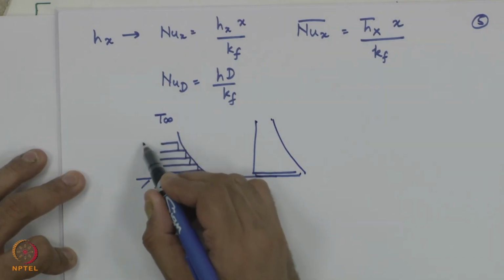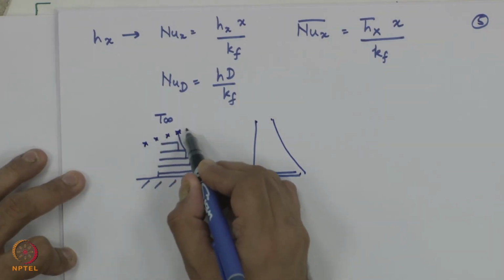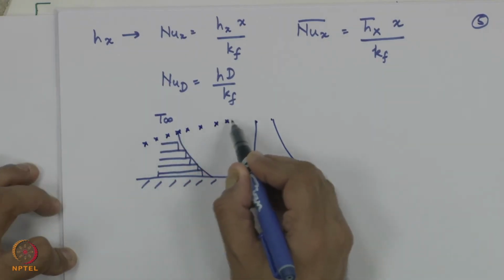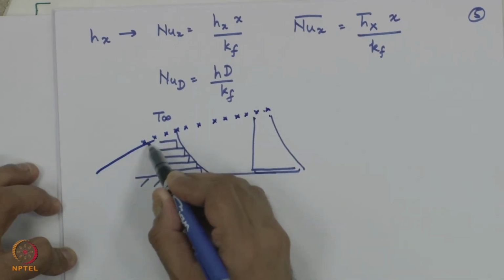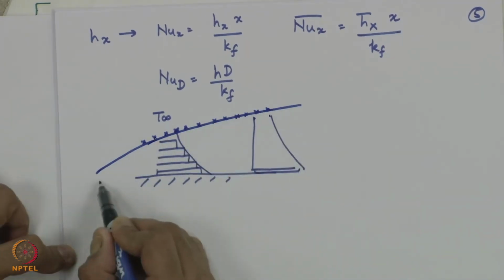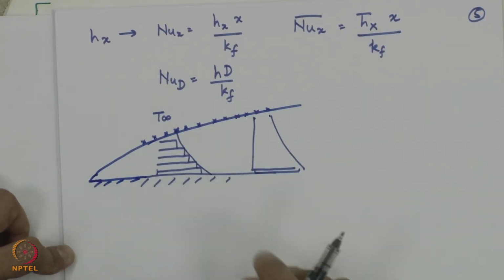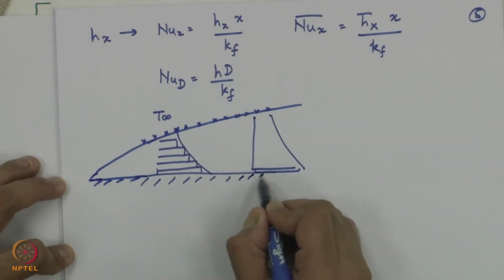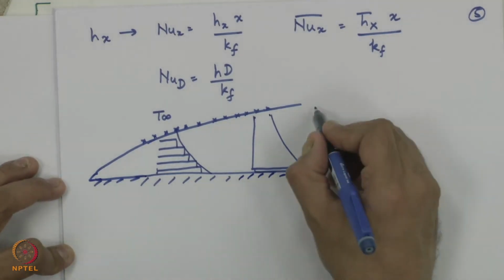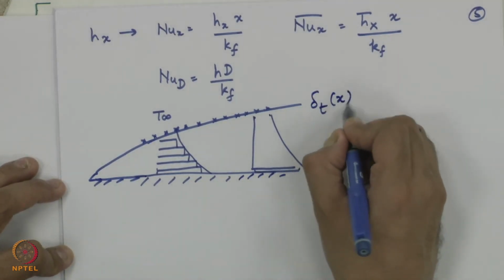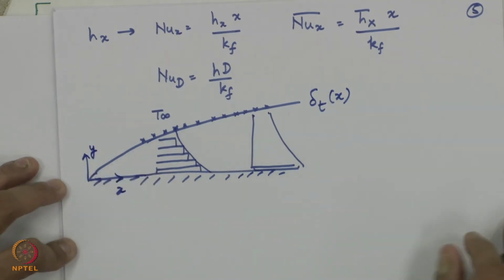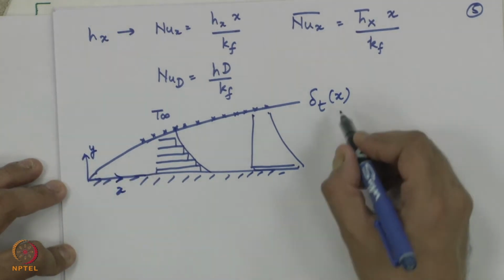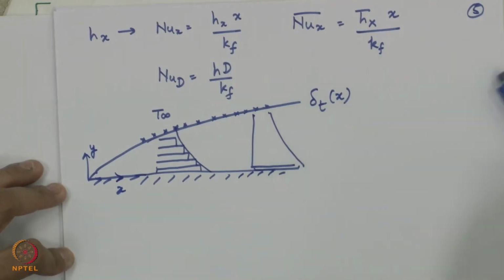Locus of these points, when I join the top portion of these points where fluid is reaching T infinity, I get what is called as a thermal boundary layer. Just as you got your hydrodynamic boundary layer, I get what we call as a thermal boundary layer. This thermal boundary layer and hydrodynamic boundary layer are very, very important from understanding the heat transfer concepts. Delta T is the symbol for thermal boundary layer.